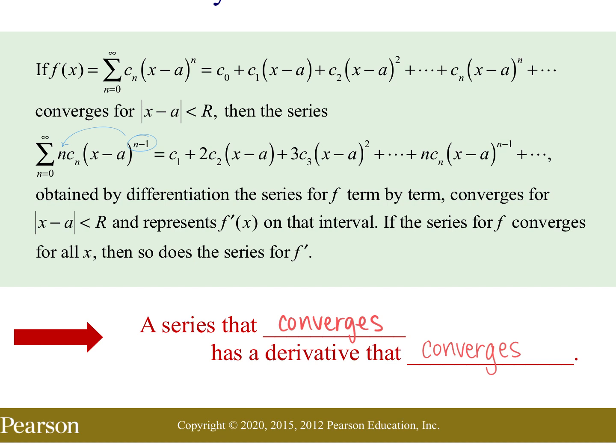This is not true for divergency. I cannot say the same thing for divergency. Only convergency. If the original series converges within the interval from -1 to 1, then its derivative will converge on that same interval of convergence. But you cannot say it about divergency. There's no guarantee. This is a guarantee, but divergency is not.